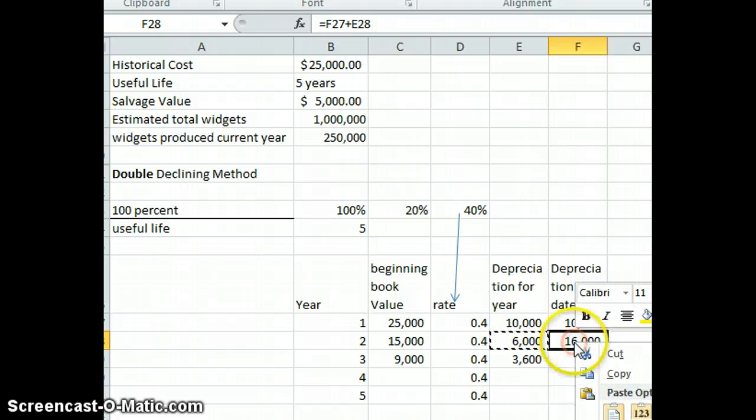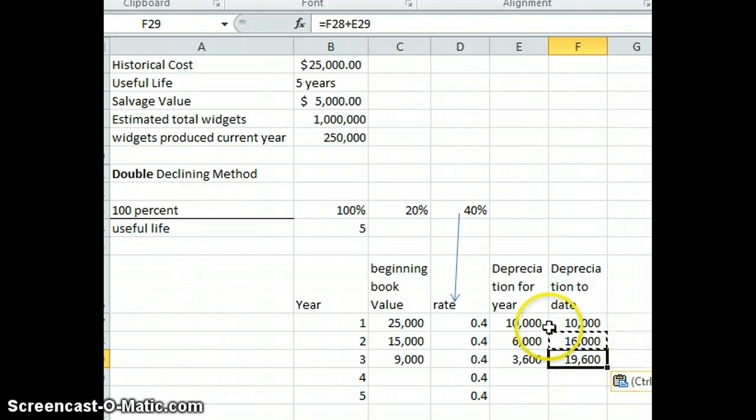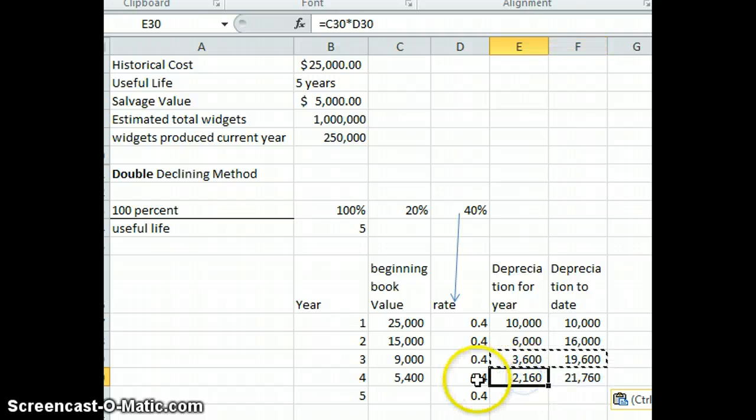And I'm going to copy this formula too. I'm just going to go ahead and copy it down. So we're adding 10,000 plus 6,000 plus 3,600 is going to give me my 19,600. So for year 4, I'm going to say 25,000 beginning historical cost minus depreciation to date, accumulated depreciation, 5,400. And then I'm going to copy these formulas and paste them on in. Again, taking 40% or 0.4 times 5,400, getting the 21,600 and adding it up.